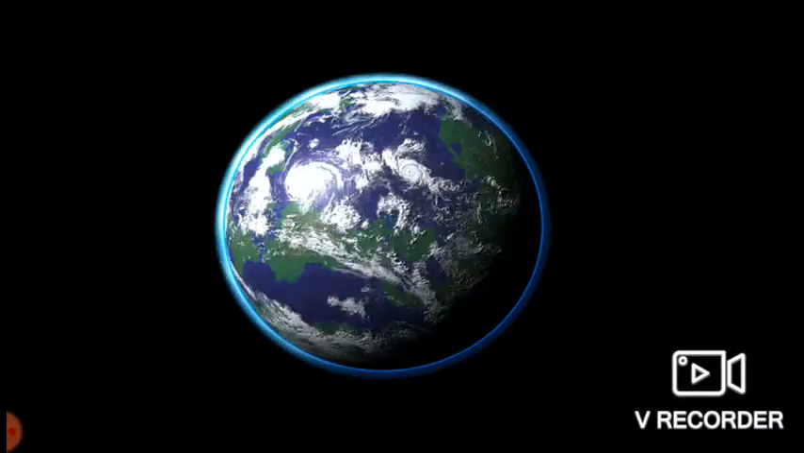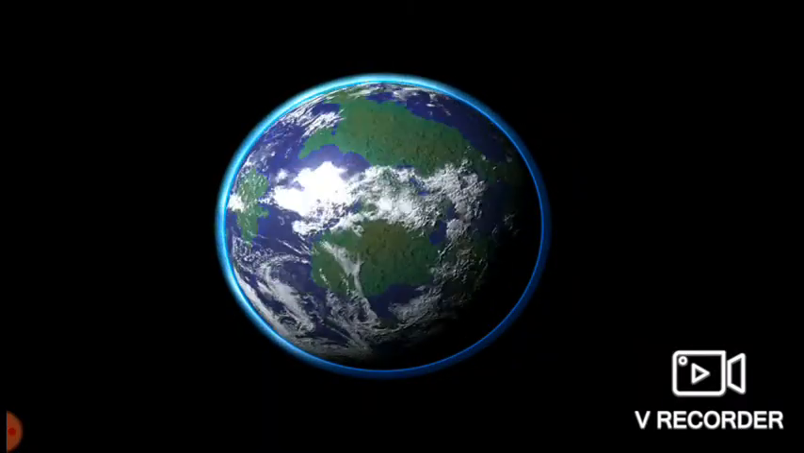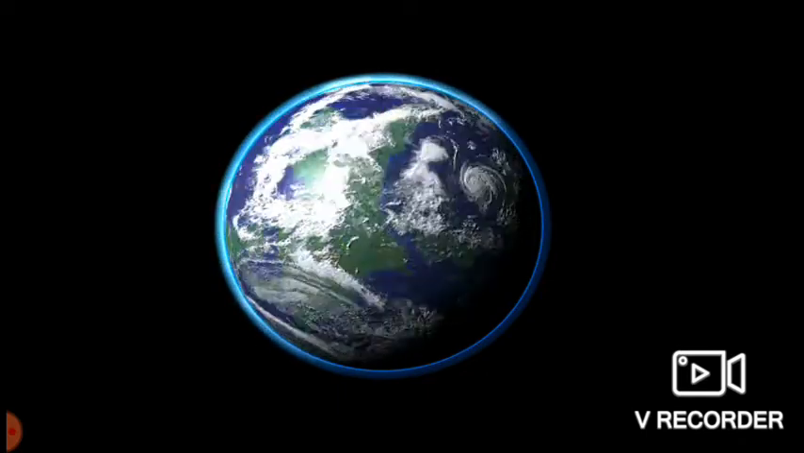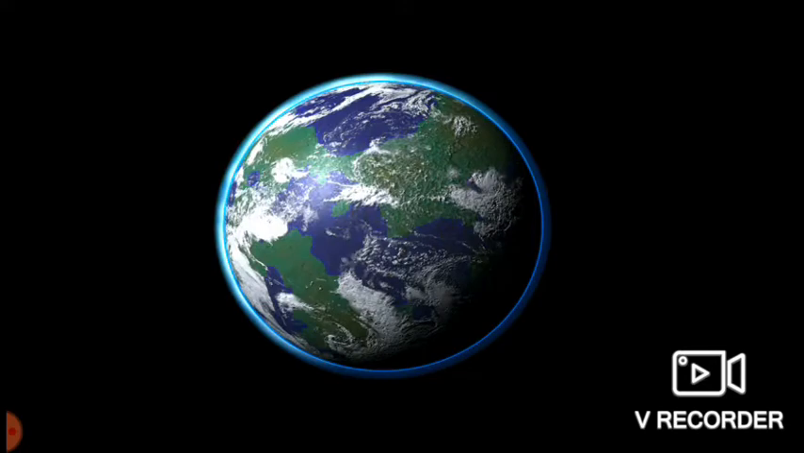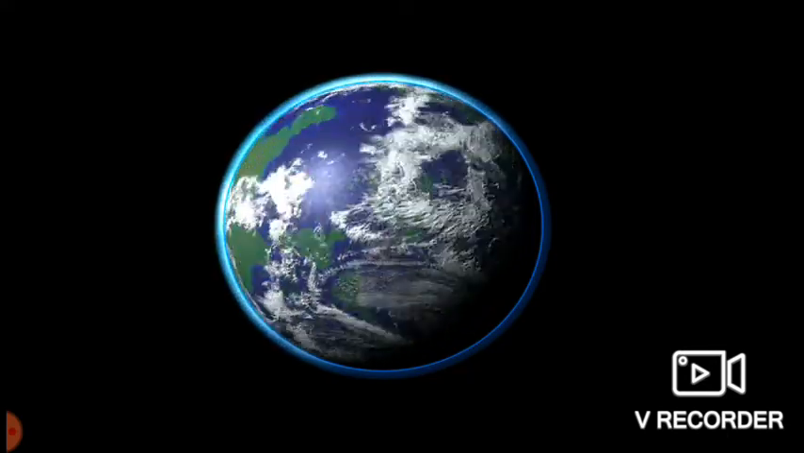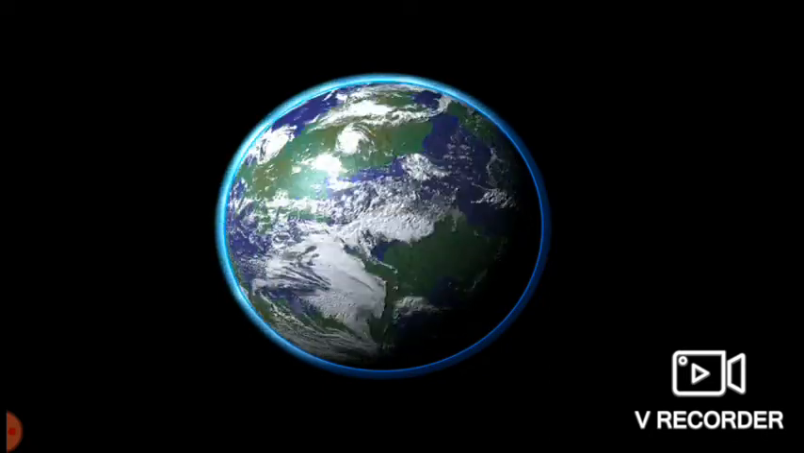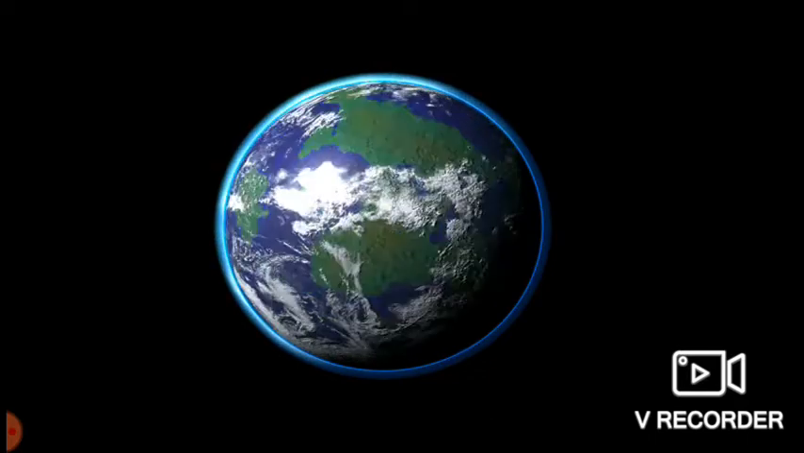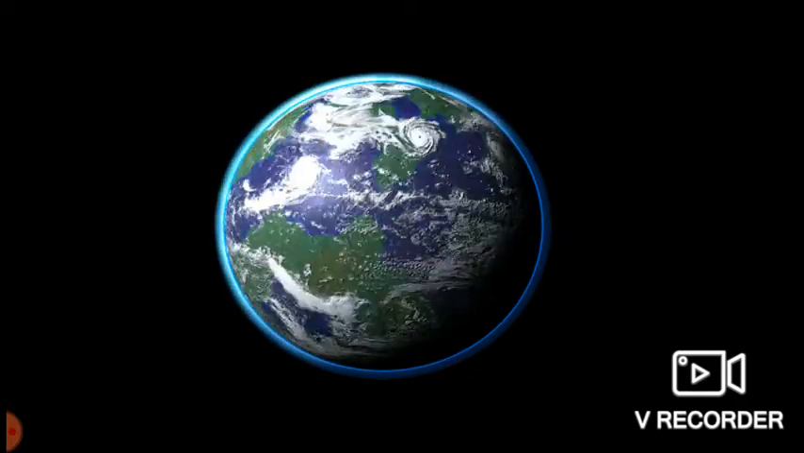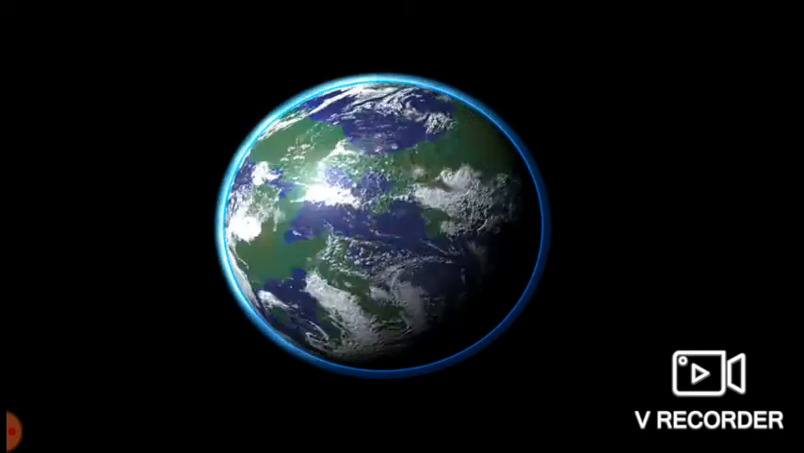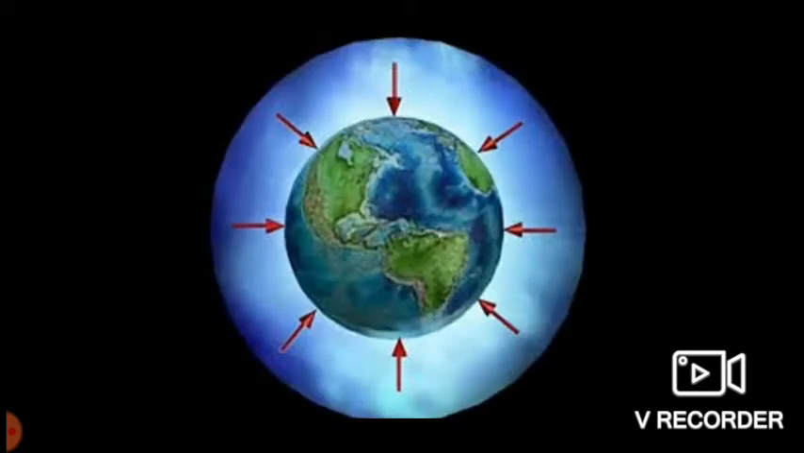Children, look at the Earth's picture. What do you see? Yes, the Earth on which we live is round in shape like a ball. There is air all around the Earth. The covering of air around the Earth is like an envelope. We are surrounded with air. This protective covering, a blanket of air that surrounds the Earth, is called atmosphere.